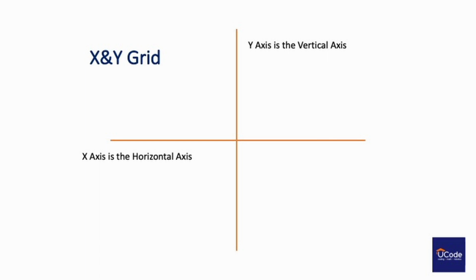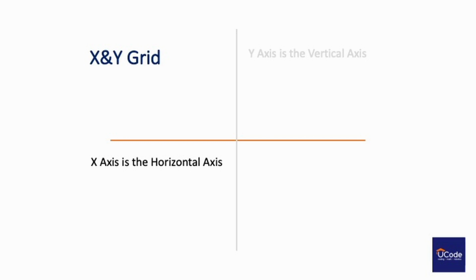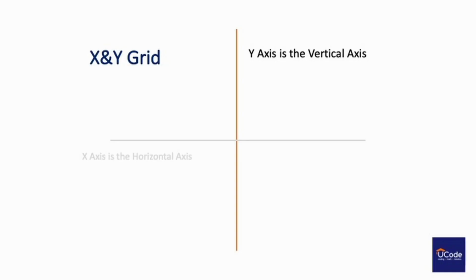The X is the line across the screen from left to right. This is called the horizontal axis. Axis just means a line, and horizontal just means flat. The Y is a line that runs up and down the screen, or in a vertical direction.